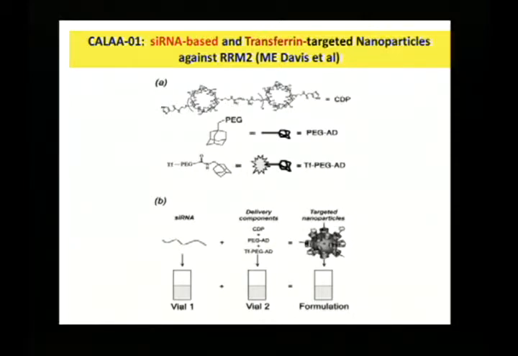Next. So Dr. Mark Davis from Caltech formulated a very interesting nanoparticle for delivery of siRNA targeting RM2. It has a cyclodextrin backbone, is pegylated, has adamantane attached, and then transferrin attached again. So it looks like this. Next.